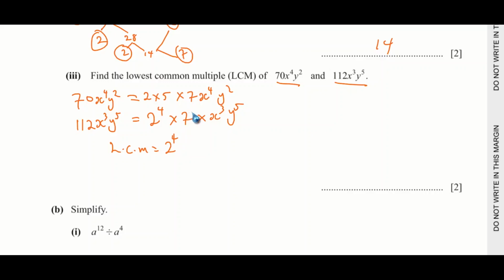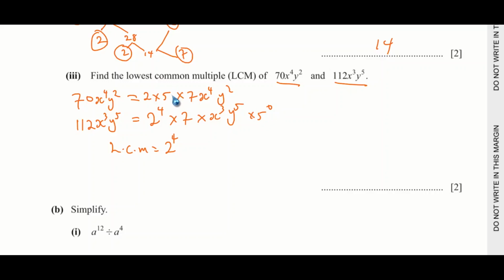Then for 5, we have 5 to the power of 0 here, and 5 to the power of 1 here. We can actually put 5 to the power of 0 because it is 1. So you just take it as if you have 5 to the power of 0 here and 5 to the power of 1 there.